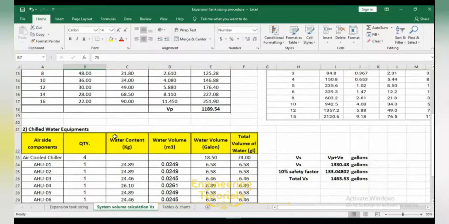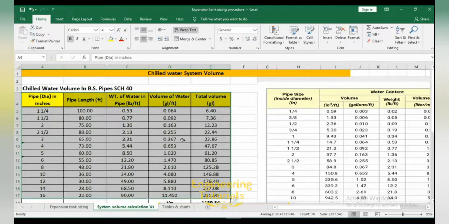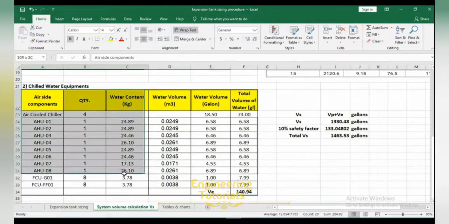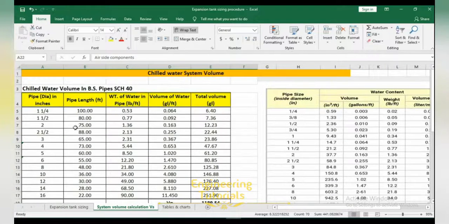I have divided this into two parts. The first part is related to the pipes, all of the pipes which we used in our project, and the second part is related to the equipment side, water content. So for the first part, let's say that this is all of the pipes which I have used in my project. I need to mention the lengths which I have used in my system.